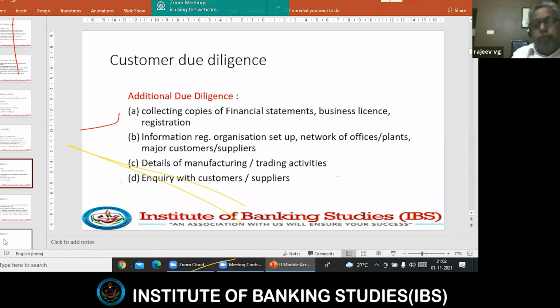Additional due diligence we do by collecting additional documents, additional statements, and additional information either from the market or from customers, suppliers, or from the activities. What are all the activities? What are the trading activities these firms are doing?